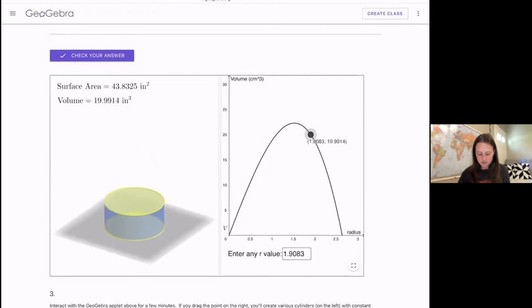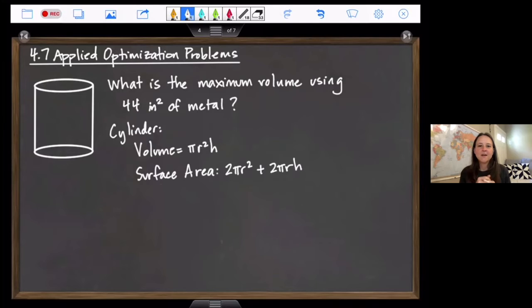If we make the can ridiculous over here, kind of like a can of tuna now, we made the can really wide, so it has to get very short. All right, so we're going to try to figure out for the amount of metal that they have to make the can, what's the maximum amount of soup or volume that we could fit inside the can. So of course, we're not going to rely on the applet alone to give us the answer to this question. What's the maximum volume we can get using 44 square inches of metal to make a can?